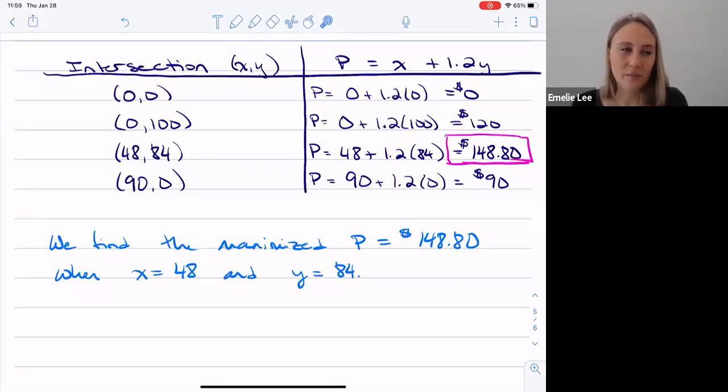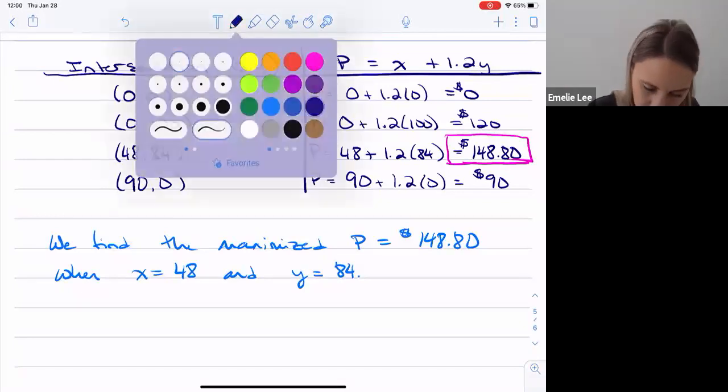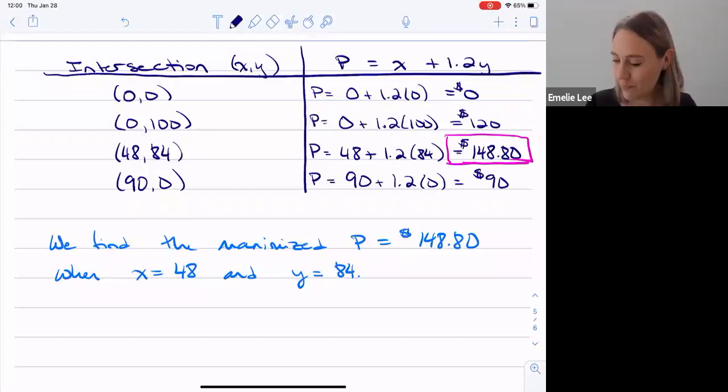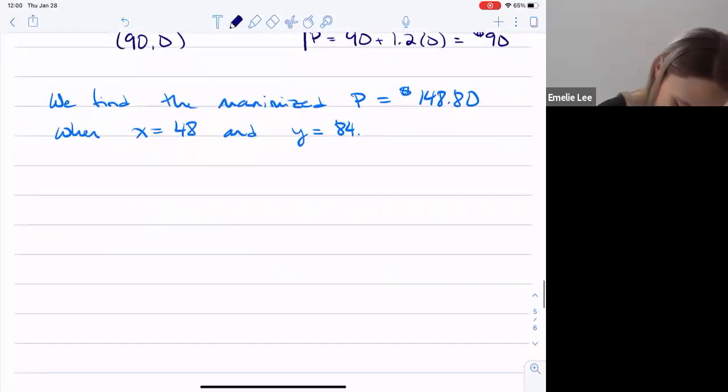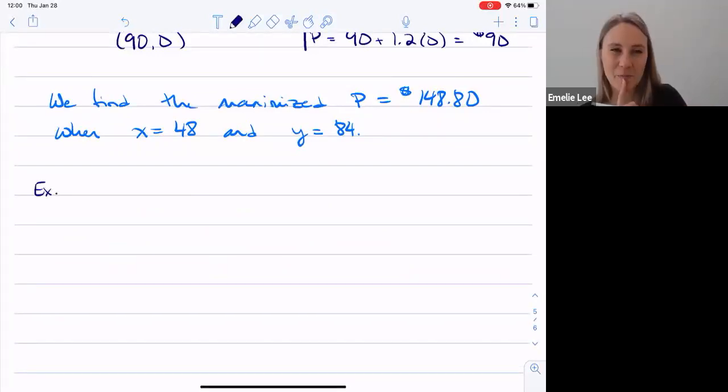Let's do another one. I'll steal it from the textbook here. I always do. Any questions before we do another example? I think another example might do us some good.